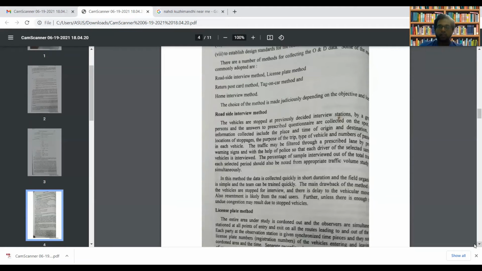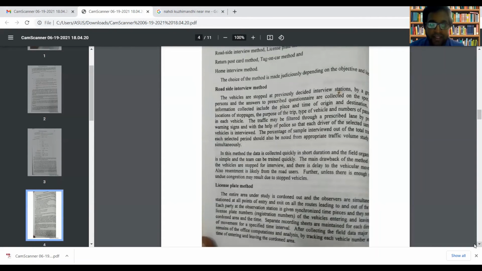The advantage of this method is data collection is very quick and in short duration. And the team who is conducting this survey can be trained very quickly. But the only drawback of this method is the vehicles will be stopped for interview while they are in motion. So there is a loss of time. The time of the travelers who are starting from one location and moving to another location will be lost when they are being asked to stop at the prescribed location and fill in the questionnaire. So that is one important disadvantage of the roadside interview method.